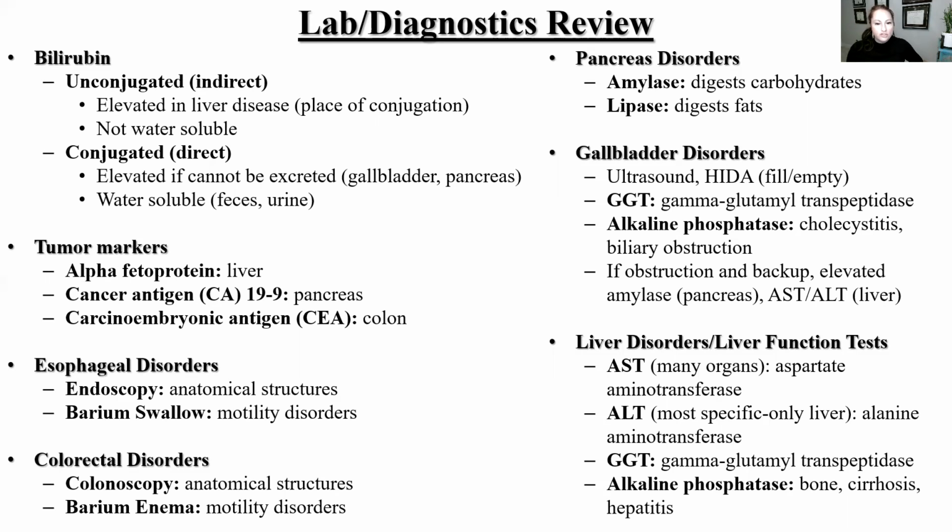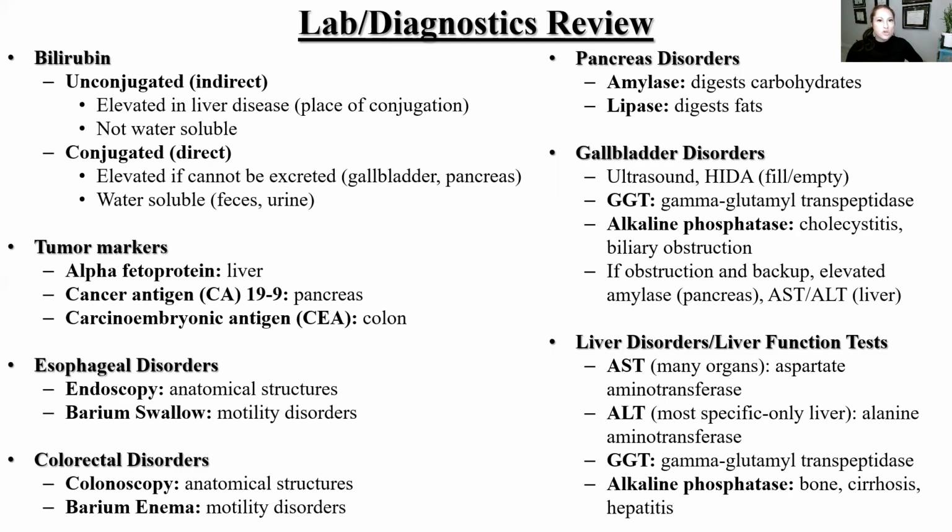GGT and alkaline phosphatase may be elevated in certain gallbladder disorders. GGT is gamma glutamyl transpeptidase. Alkaline phosphatase may be elevated in something like cholecystitis or a biliary obstruction.